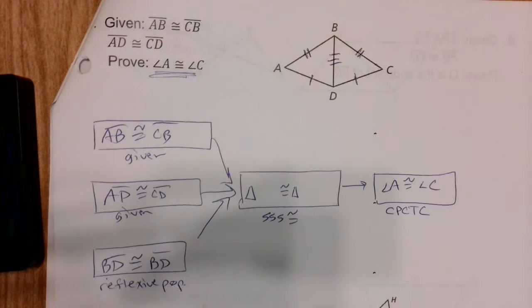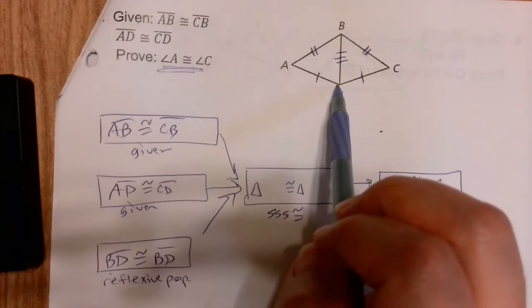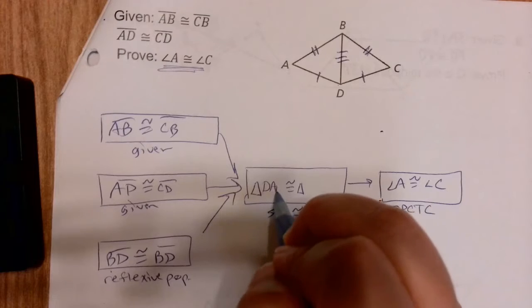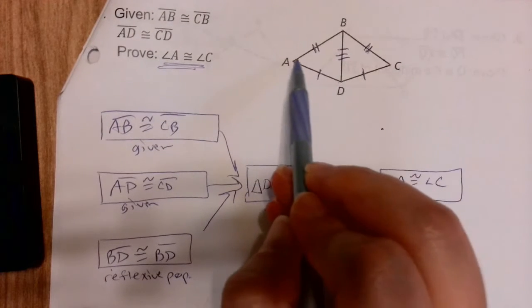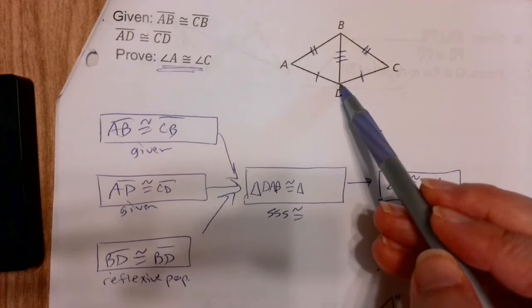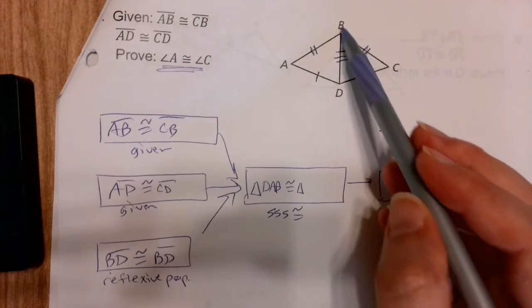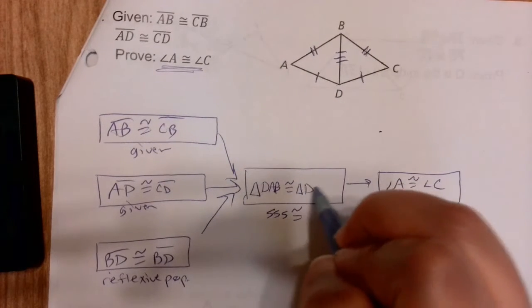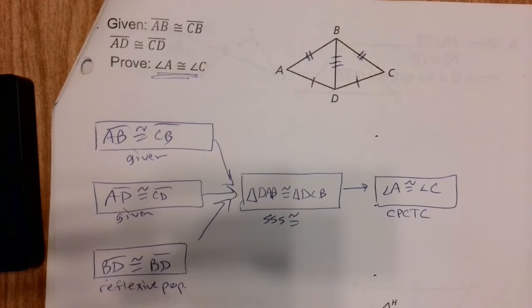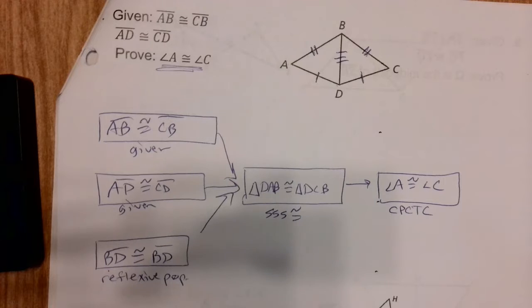Let's fill in this last little box. We need the order of the letters for the triangle. So I'm going to say D, A, B. I went down the side with 1 tick mark, then down the side with 2. So down the side with 1, down the side with 2. D, A, B is congruent to D, C, B. Now this is the end of this proof.